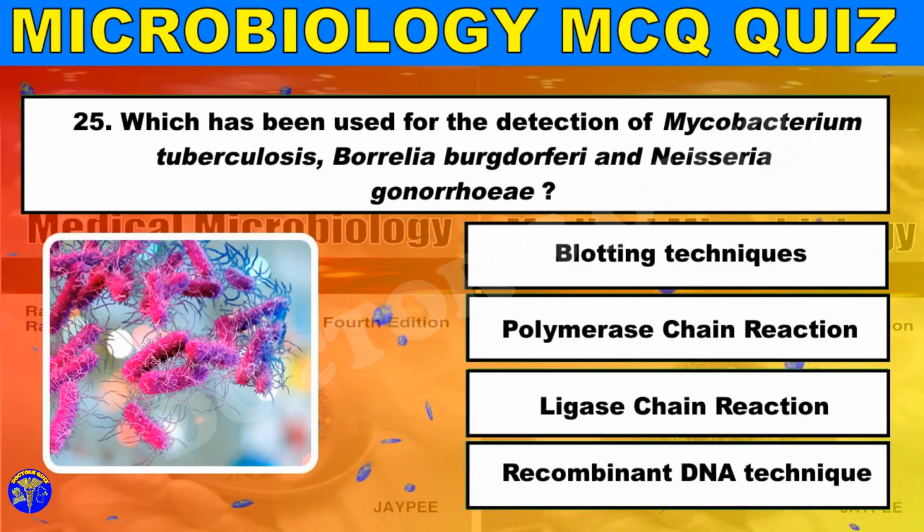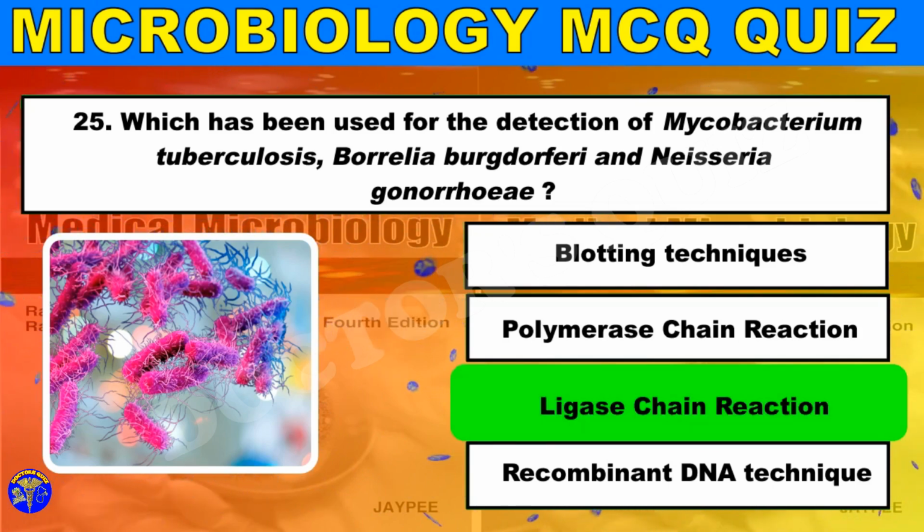The final question is, which has been used for the detection of Mycobacterium tuberculosis, Borrelia burgdorferi, and Neisseria gonorrhoeae? The options are blotting techniques, polymerase chain reaction, ligase chain reaction, and recombinant DNA technique. Here, the right answer is ligase chain reaction.